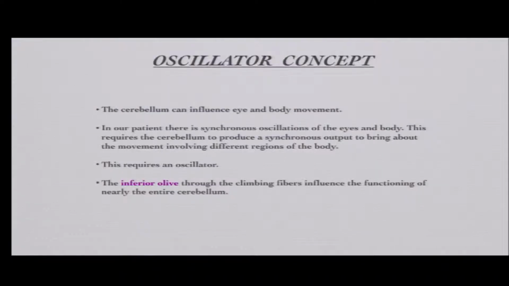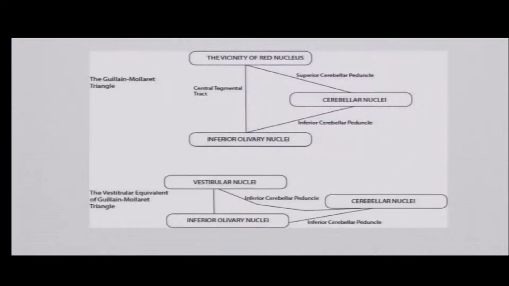In our patient, there are synchronous oscillations of the eye and body, as I have mentioned, at 0.5 Hz. This requires the cerebellum to produce a synchronous output to bring about movement involving different regions of the body, and this requires an oscillator. We propose this oscillator to be the inferior olivary nucleus, through the climbing fibers to the cerebellum. This is the proposed concept, almost similar to the famous Guillain-Mollaret triangle.